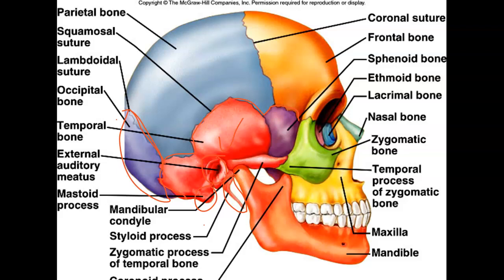Next, you have the zygomatic part right here, but notice it's red like the temporal bone. And so that's going to be referred to as the zygomatic process of the temporal bone. This is referred to as the temporal process of the zygomatic bone. You put them together and they create the zygomatic arch. So this section here that sticks out together is a zygomatic arch.